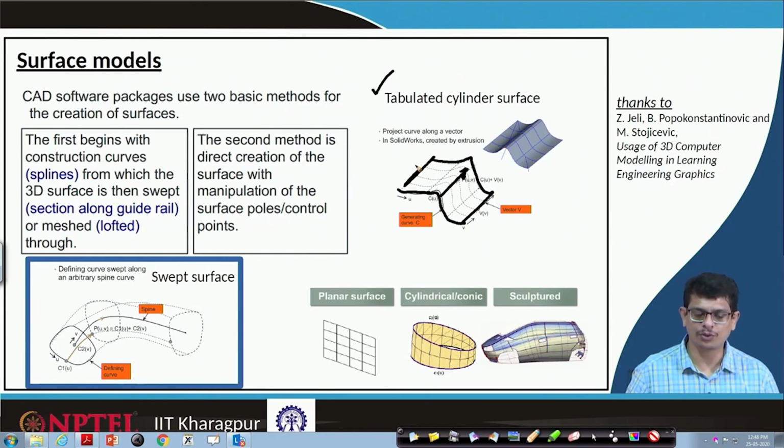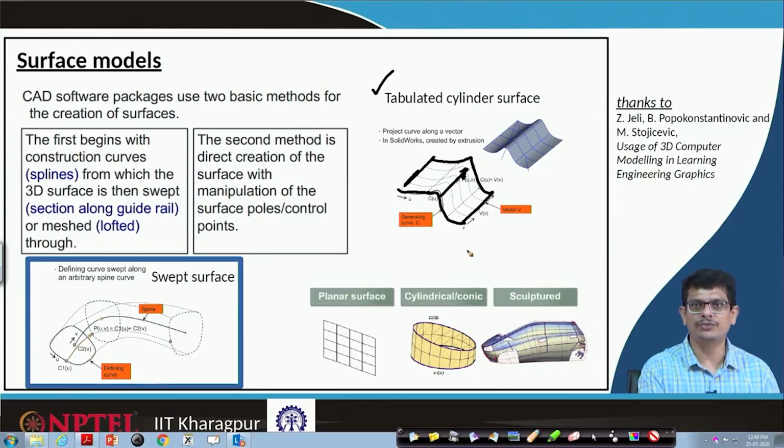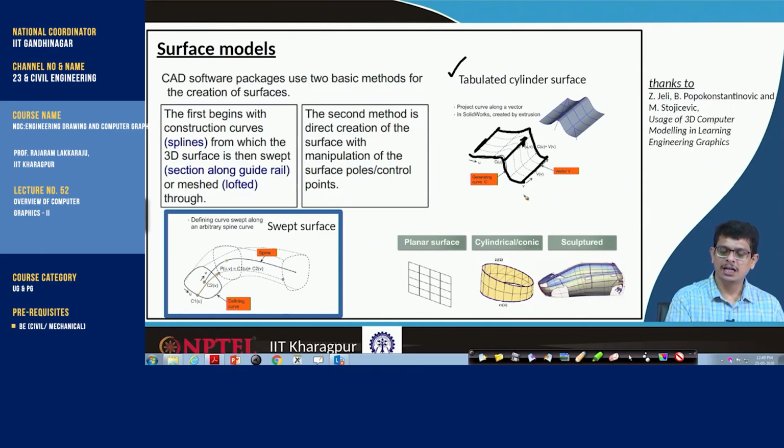That kind of thing is what we call tabulated surfaces, and especially in software like SolidWorks, which we will learn in the next classes, there is a command named extrude or extrusion. Using that command, once you draw a curve, you can sweep it in the lateral direction to make the object.